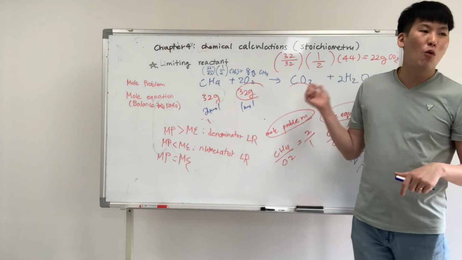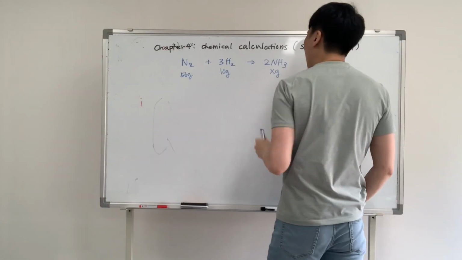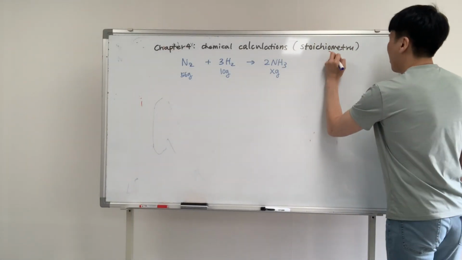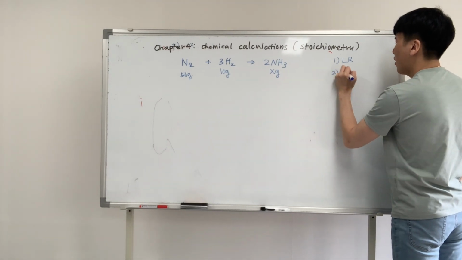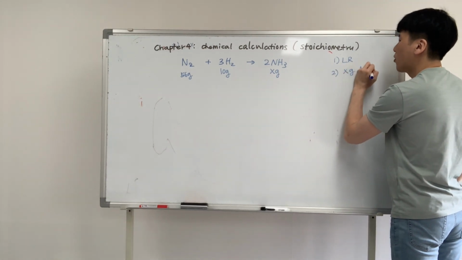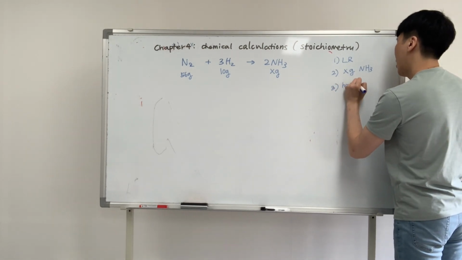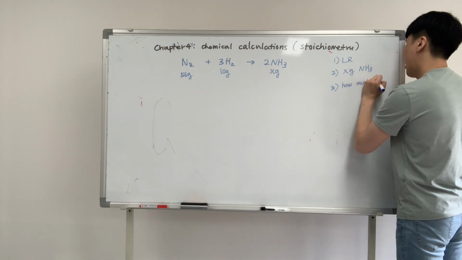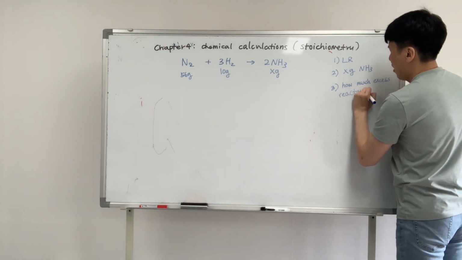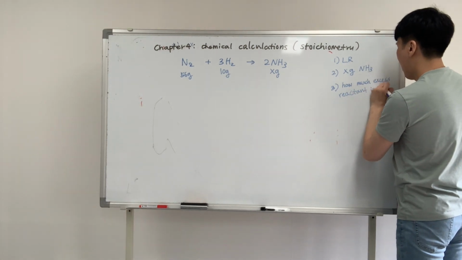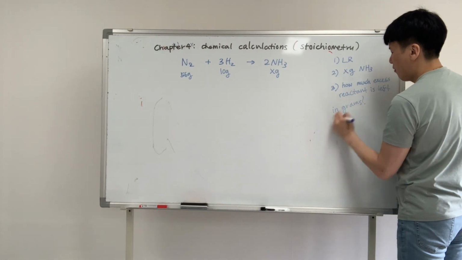I'll do this problem one more time. Okay, here. So we need to find the limiting reactant. Two, based on the limiting reactant, X gram, how much NH3 is produced in grams, right? Now three, how much excess reactant is left, both in grams and moles?